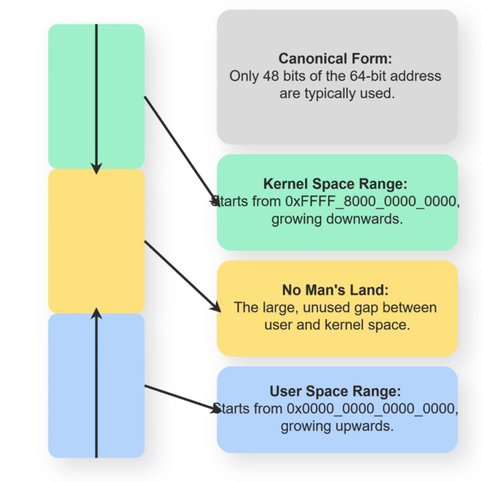This canonical form creates two distinct regions. The user space range starts from the very bottom, 0x00000000000000, and grows upwards. This is where all your application's code, data, and stack live. On the contrary, the kernel space range starts from a very high address, specifically FFFFFFFF80000000000, and grows downwards. This upward and downward growth creates a vast, unused region in the middle, often referred to as no man's land or the hole.